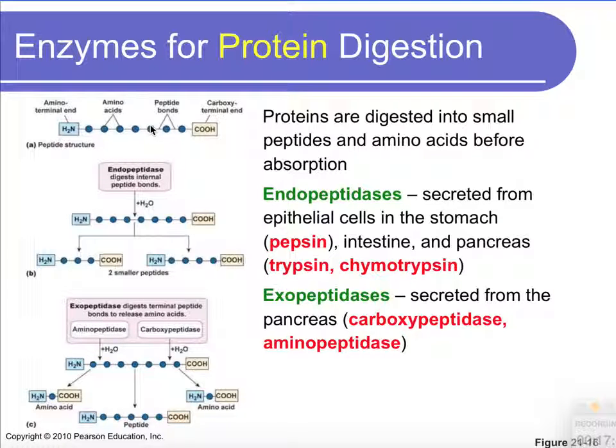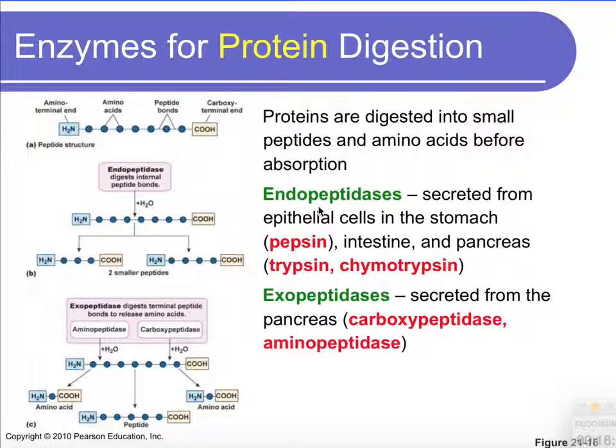And these enzymes are known as peptidases because they're going to break down peptide bonds. We have specifically endopeptidases and exopeptidases. Endopeptidases are going to break peptide bonds somewhere in the middle of our peptide chain. Exopeptidases are going to break peptide bonds towards the end of our peptide chains. So here we have amino acids with our peptide bonds, and here we have an amino terminal, that's one end, and a carboxy terminal, that's another end.